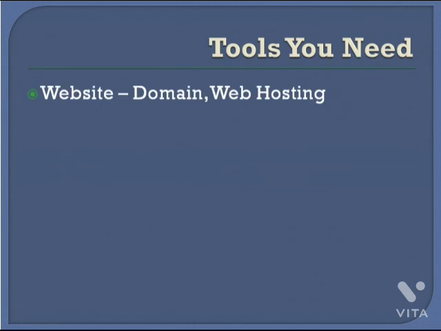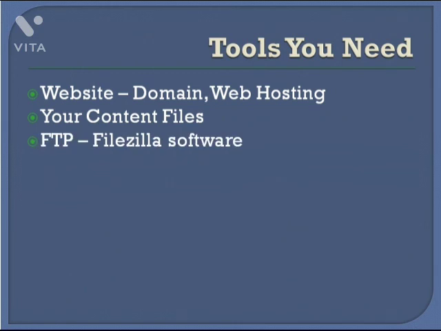Now what I want to do now is talk about the tools you need so that you can gather those tools before we begin the implementation process. You're going to need a website. You're going to need a domain and web hosting. Now in this video series, I'm going to assume that you already have a website and you already have your content. But what I'm going to do is I'm going to show you how to implement this and create an automated machine and add it to your website. You're going to need to have an FTP program, which stands for File Transfer Protocol. All that means is a fancy term for uploading your files to your web hosting account.